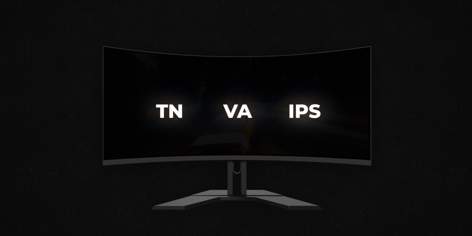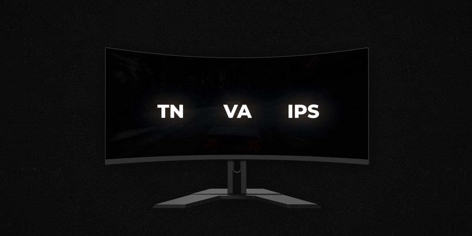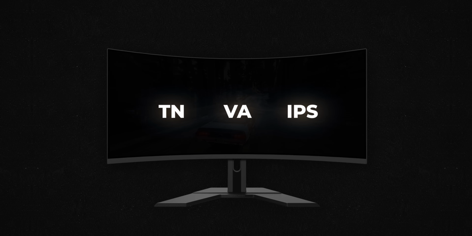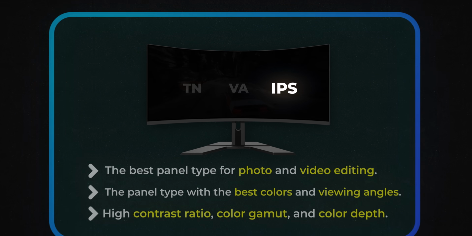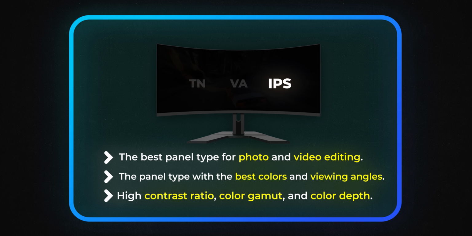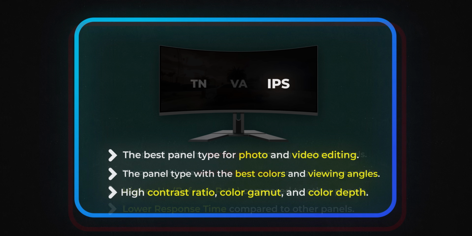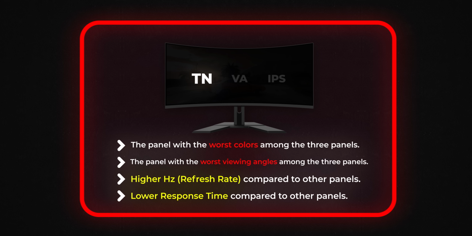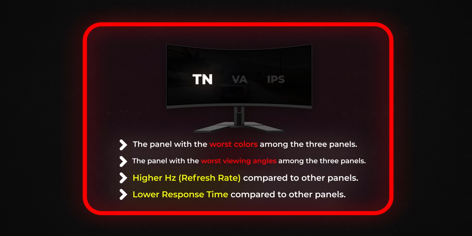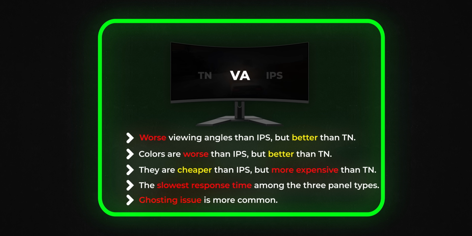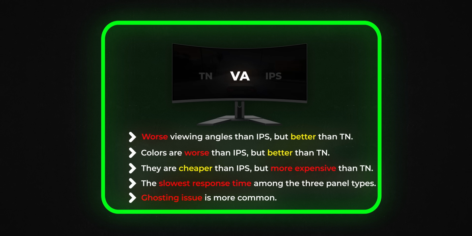Now, let's summarize the three panel types. If you work with colors, want vibrant and accurate colors, and your budget allows, go for an IPS panel. If you play competitive games, don't prioritize color quality, and have a limited budget, TN panel monitors can be a suitable choice. For everyday use and movie watching, VA panel monitors can be a good option. Now let's talk about resolutions.